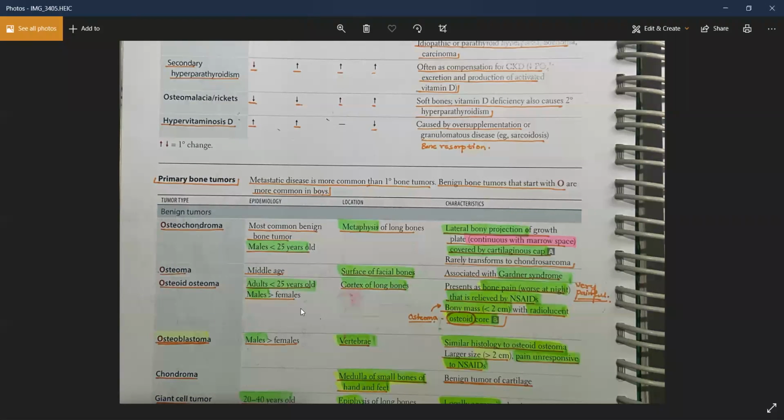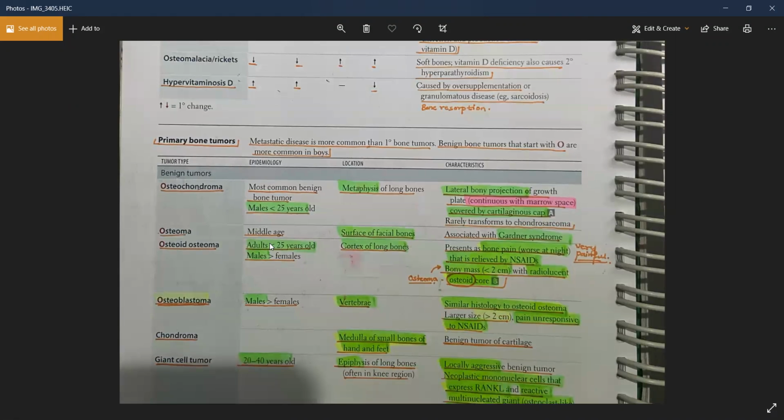Okay, so you have two types of tumor because your bone is made up of osteoid as well as chondroid material, right? You have the cartilage and you also have the bone. So the bone tumors can either be a cartilaginous tumor or they could be a tumor from the osteoids, from the osteoblasts, right? So the first one is the osteochondroma.